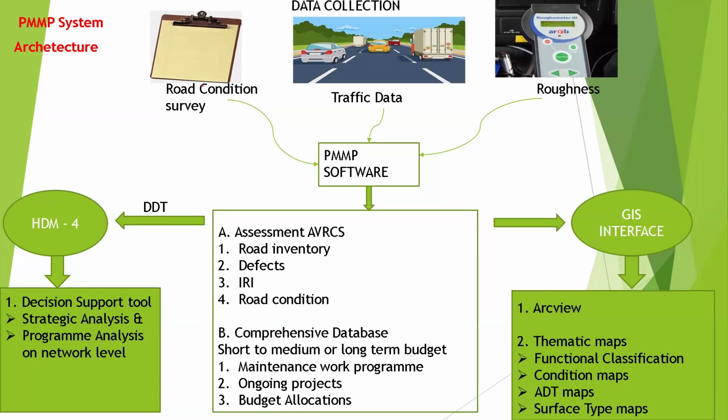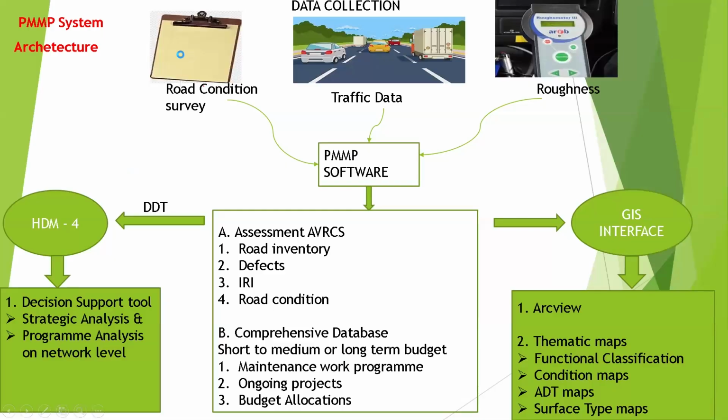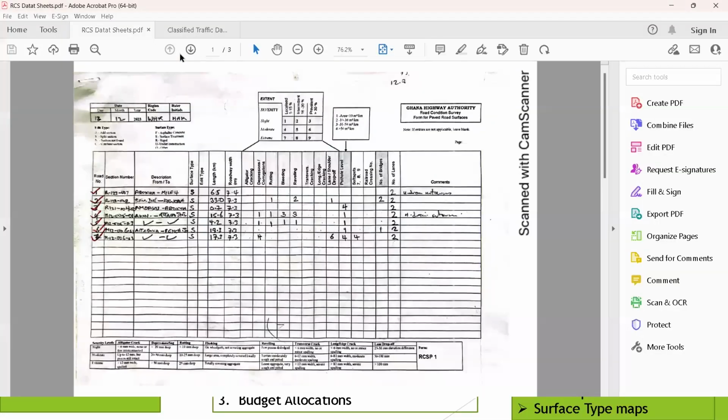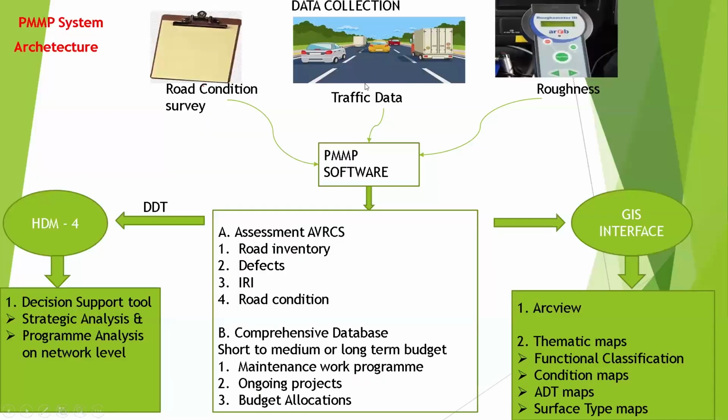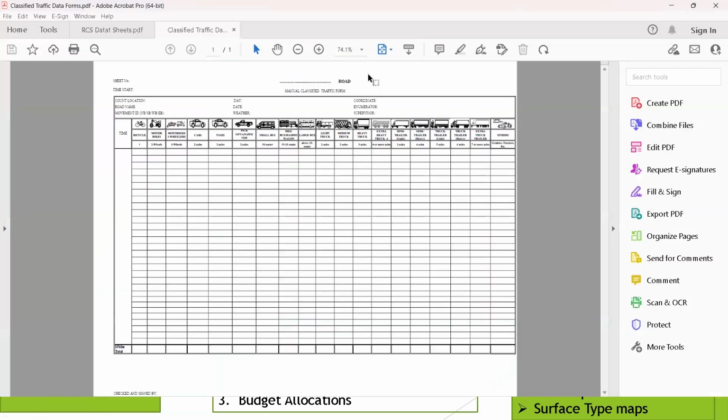So this is a typical road condition survey data from the field. If I talk of road condition survey data, this is what I mean. This is the sheet and the forms. We'll talk about it later, how to get these entries. Then also traffic data in a standardized way. We are aware of this sheet, or this form, a standard form for collecting traffic data. It's what goes into the PMMP.